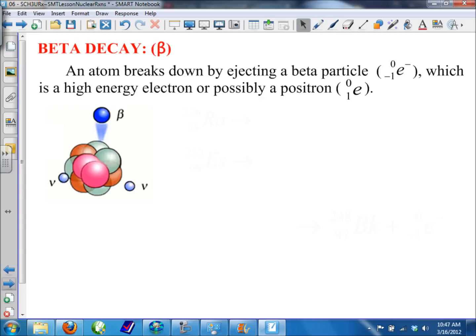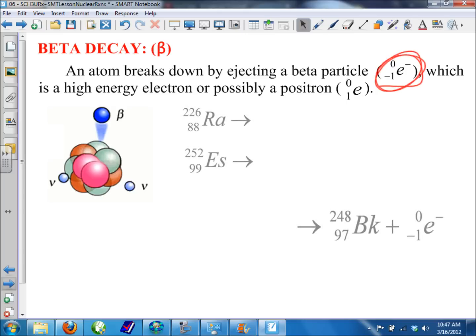The next example we're going to talk about here is beta decay. Beta decay works in a similar fashion. An atom loses a beta particle. A beta particle is known as simply an electron. So let's take a look at some examples here.